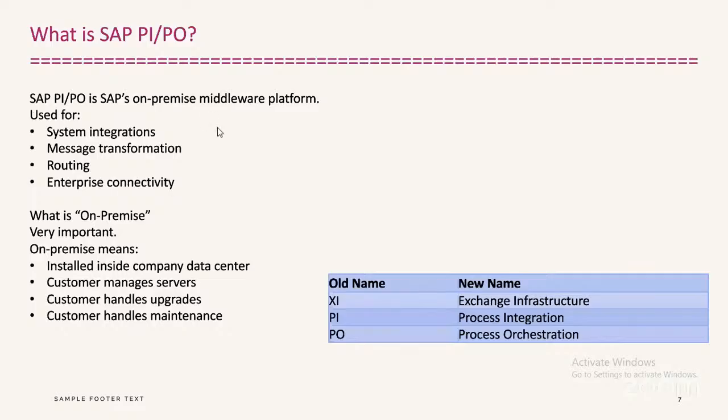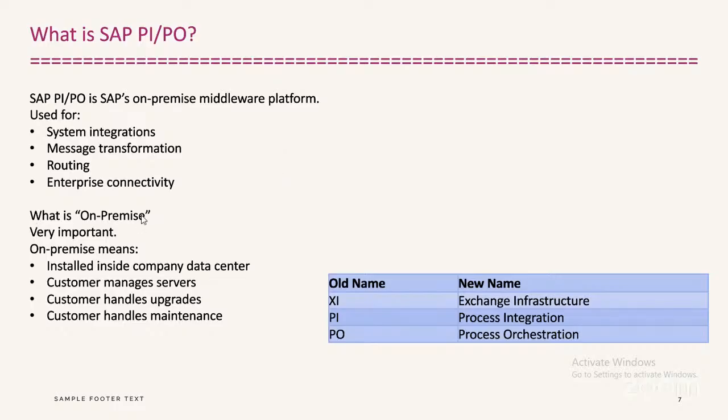Now we need to understand what PAPO is. Before our CPI, we had a system called PAPO. It is a completely on-premise middleware platform used for system integration, message transformation, routing, and enterprise connectivity. Whatever we can do in the cloud with CPI can be handled in SAP PAPO as well. The major difference is that PAPO is for on-premise systems and CPI is for cloud. Using CPI, we can connect to on-premise systems as well. There won't be any issues.